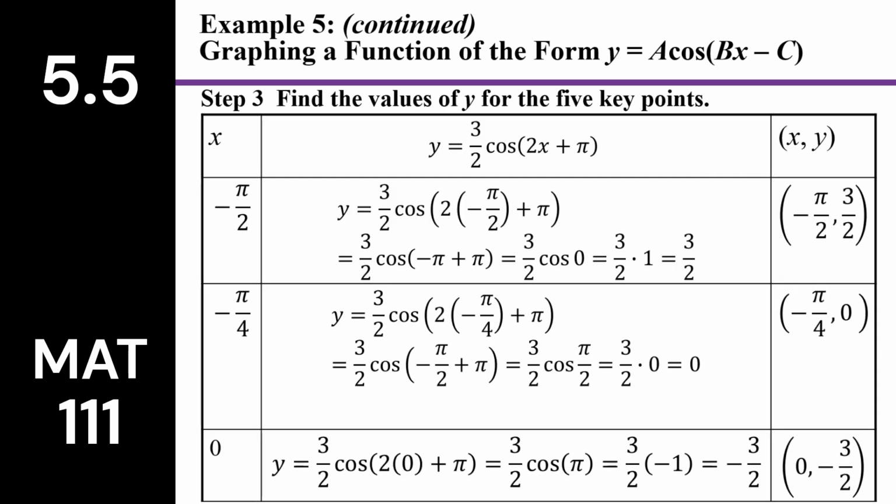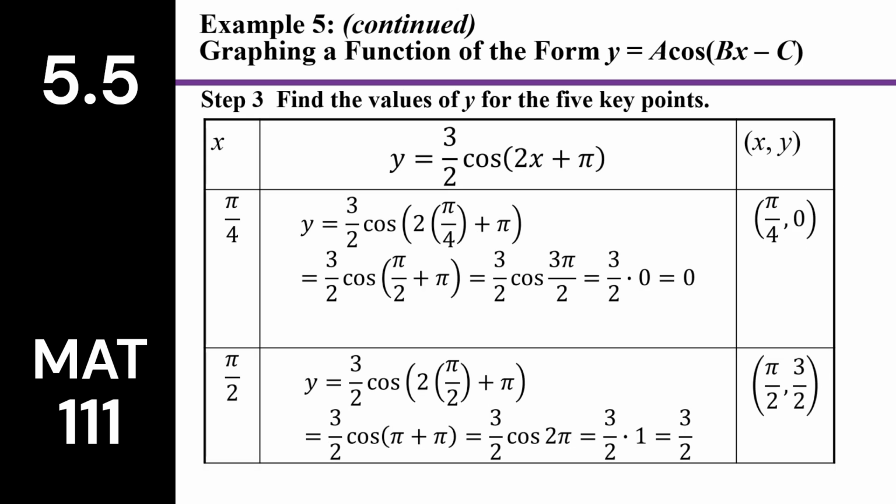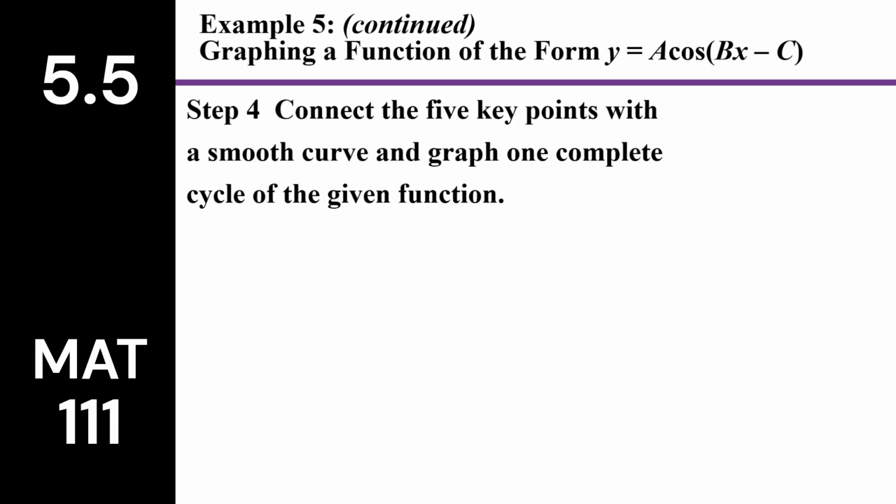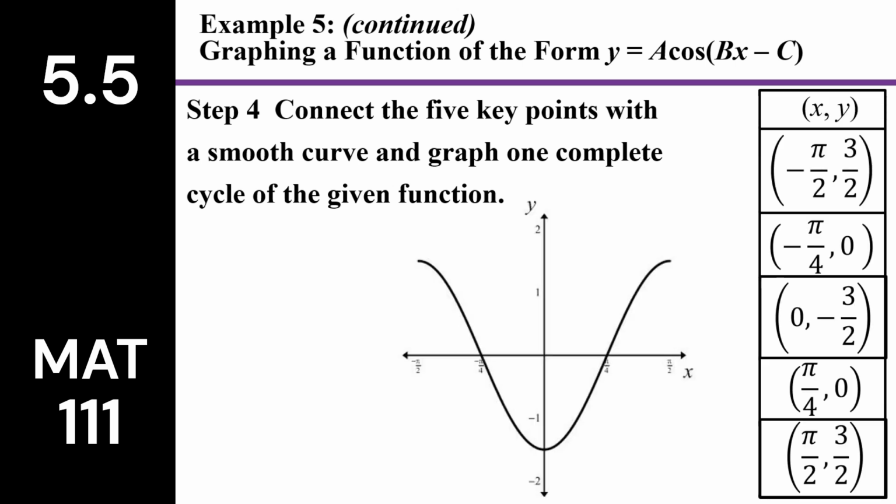We take those 5 key x values and substitute them in to find the corresponding y values. You're encouraged to pause the video and review the work for the first 3 points here. And here's the work for points 4 and 5. Step 4 is to connect the 5 key points with a smooth curve. Here's our points. We make our graph. Note that our amplitude is 3 over 2 and the period is pi.